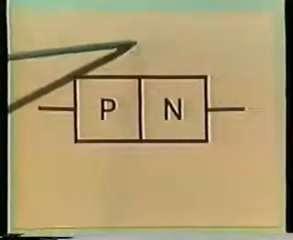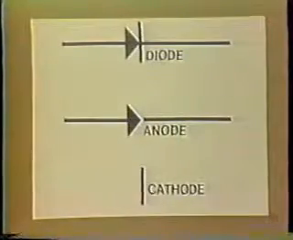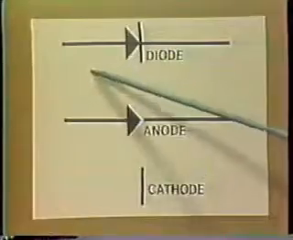A semiconductor diode is a p-n junction. It is made from p-type material and n-type material joined together. We can represent the diode or p-n junction like this. However, in electronics, it is better to represent the diode by a symbol. This is the symbol used for semiconductor diodes.